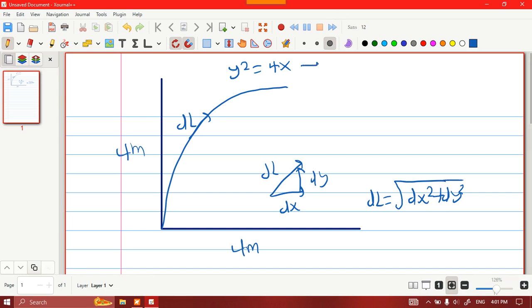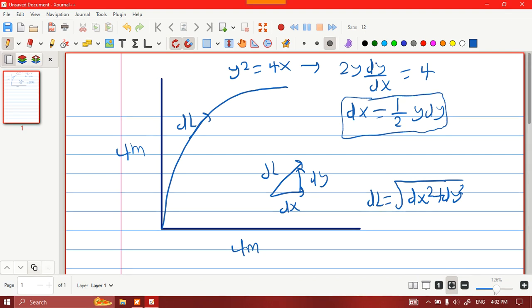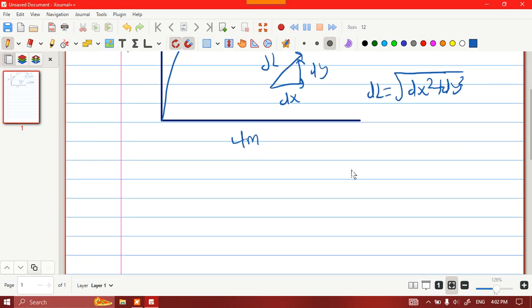Now I'm going to differentiate this expression, yielding 2y dy over dx equals 4. Now I'm going to find dx in terms of dy, which will equal 1 over 2 times y dy. This is the expression. So what I'm going to do now basically is replace dx in this expression, and let's get started.